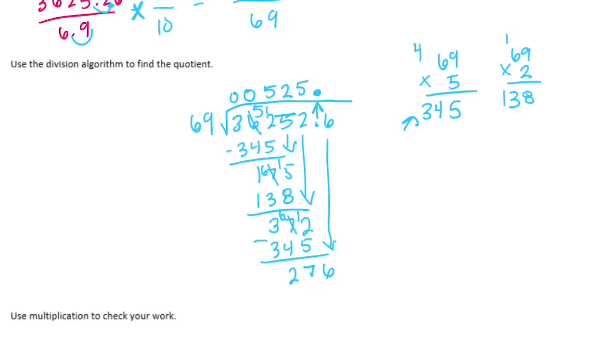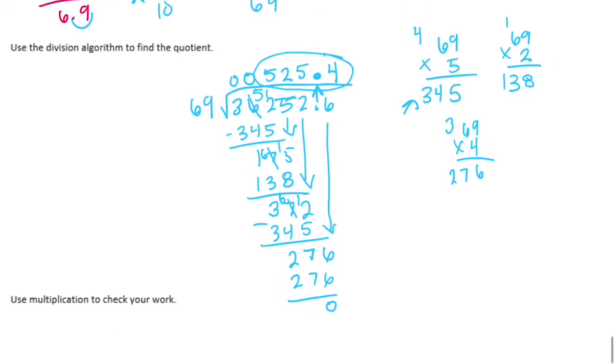Bring down the 6. How many times can 69 go into 276? Well, times 5 was 345, so maybe 4 times. 4 times 9 is 36. Carry the 3. 4 times 6 is 24, plus 3 is 27. So 276, 4 times. So we get 525 and 4 tenths.